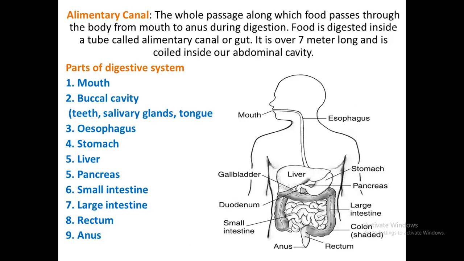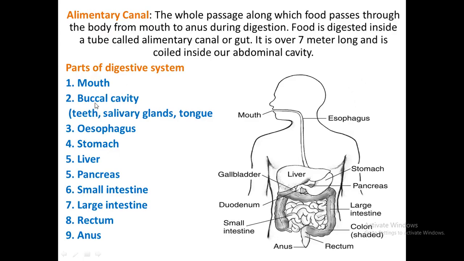Our food digestion process occurs in the digestive system. It consists of a long hollow passage and some associated glands. Food is digested inside the tube, and the name of the tube is alimentary canal. It is over 7 meters long and it is coiled inside the abdominal cavity.